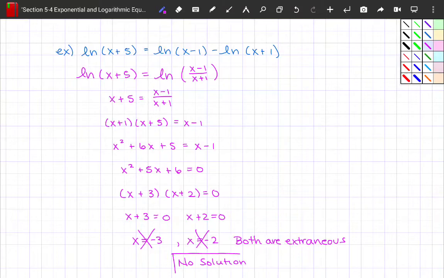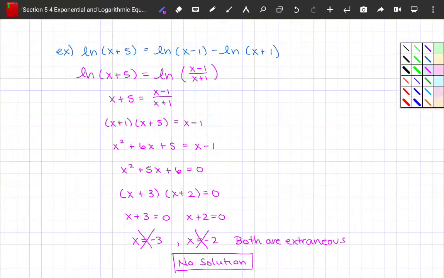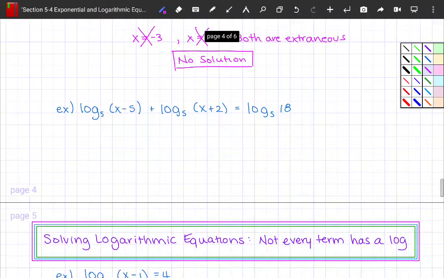So always make sure that you check for extraneous solutions. All right, let's take a look at one for you to try. Okay, try this one on your own and see how you do.